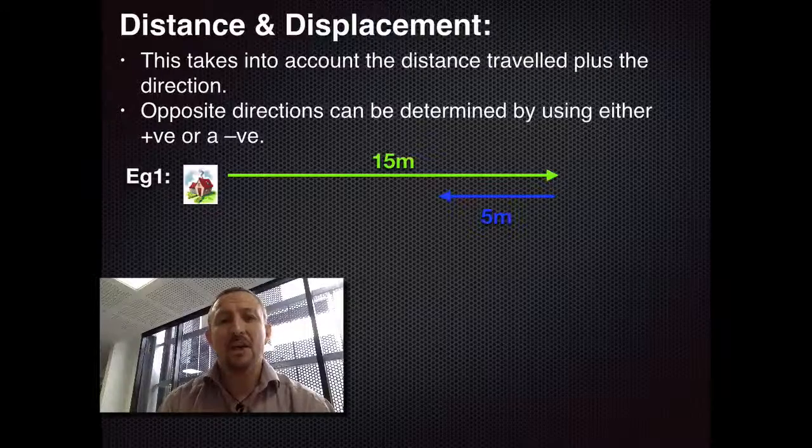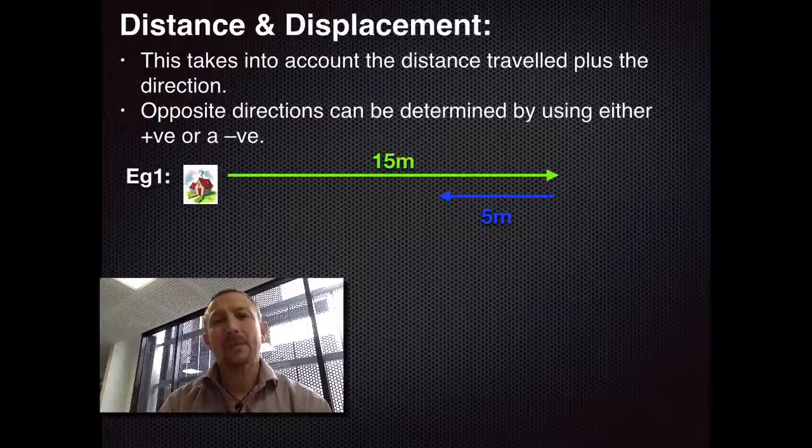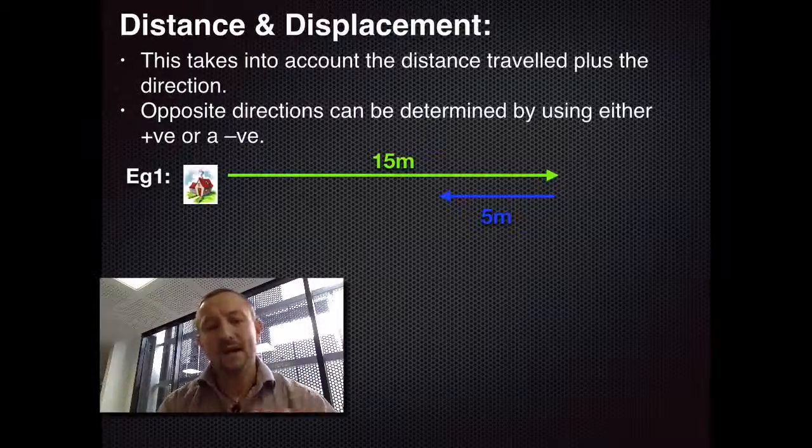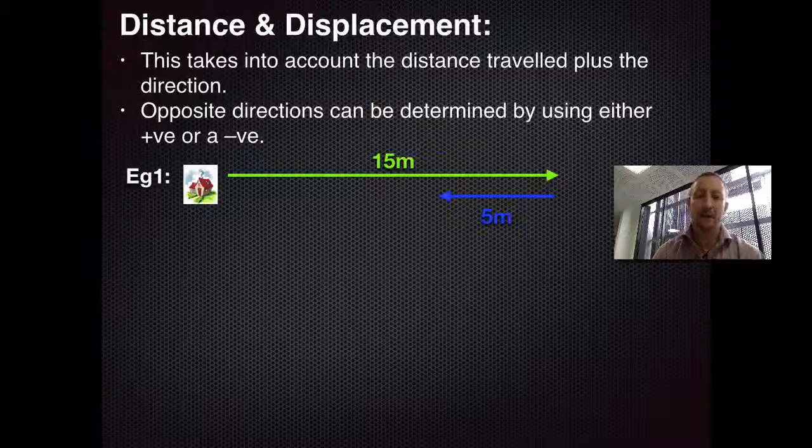So look at this scenario here. We're starting off at home, see the house there on your left. We move 15 meters to the right, and then we come back 5 meters to the left. Let's say we make moving to the right positive, and then moving in the opposite direction, to the left, negative. So we've gone positive 15 meters and then negative 5 meters.